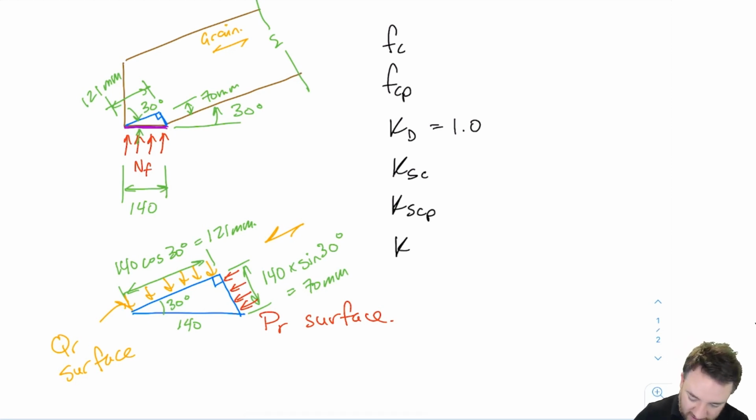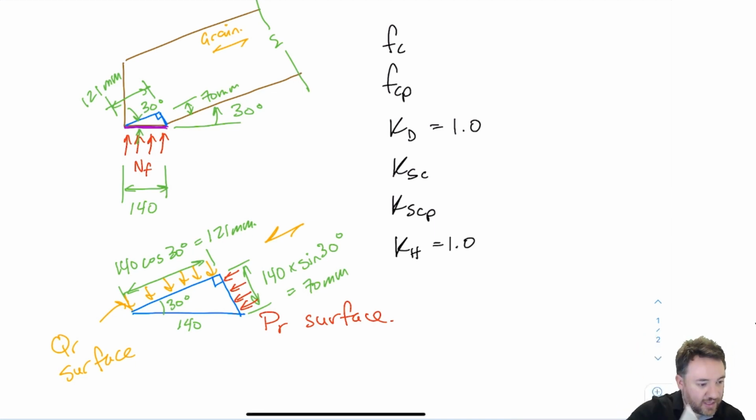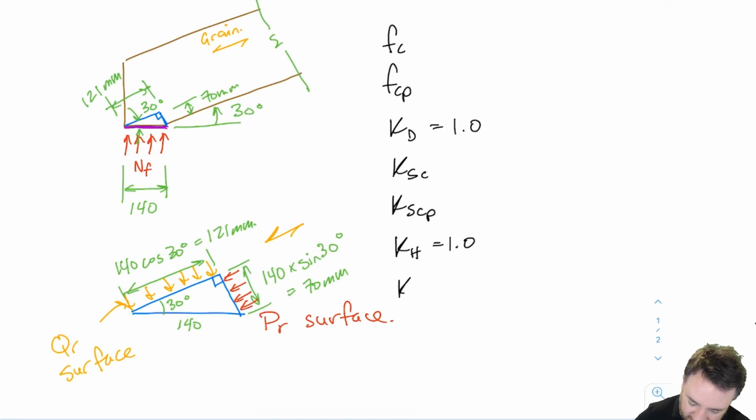We're going to need our KH, which is going to be equal to 1.0. So even though there may be many joists here, at one bearing surface there's only one joist. So one bearing surface cannot share load between multiple members. So for bearing, KH always equals 1, even when we calculate the PR. In the QR resistance equation for perpendicular to grain, there is no KH, but there is in the PR. But even though there are potentially multiple joists here, for looking at bearing strength, KH is always going to be equal to 1, and I have to find KT.